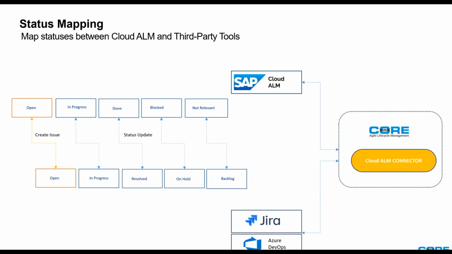Meaning even, for example, if you want to have it completely bi-directional, where you create an issue type in Jira or Azure DevOps, it will automatically create it within Cloud ALM, or vice versa. At any given time when you make any status updates, it will automatically also reflect within the other environment. This is very important because once you do this, you'll have pretty much traceability and reporting in both tools, and none of the tools will be out of sync.